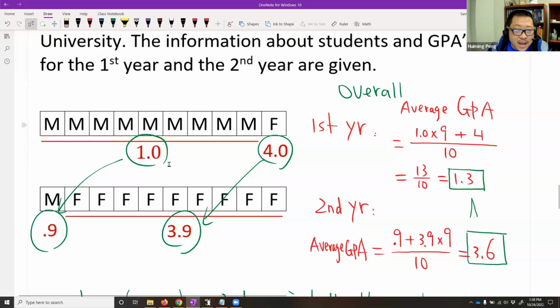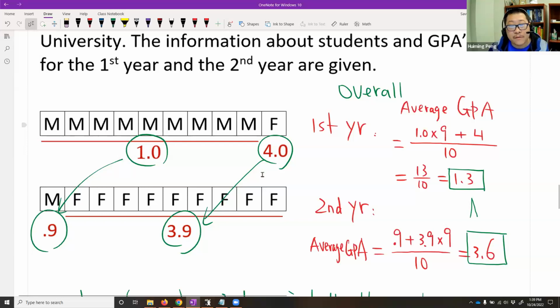So the first year, each male student gets 1. So the average GPA of the male students is 1. And in the second year, the average of course is 0.9. They get worse. Make sense, right? So for male students, the second year is worse. So the first year is better.